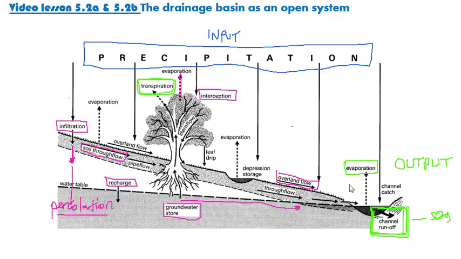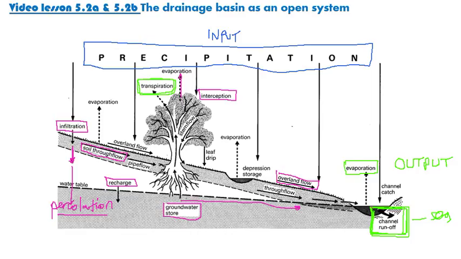Keyword number 7 is river or channel flow. Now, if water's flowing in the river channel within the drainage basin, then it's a flow. Once it leaves that drainage basin, it'd be an output. This keyword can also be called river flow, channel runoff, whichever one, it doesn't really matter. And it just means the flow in the river channel itself.